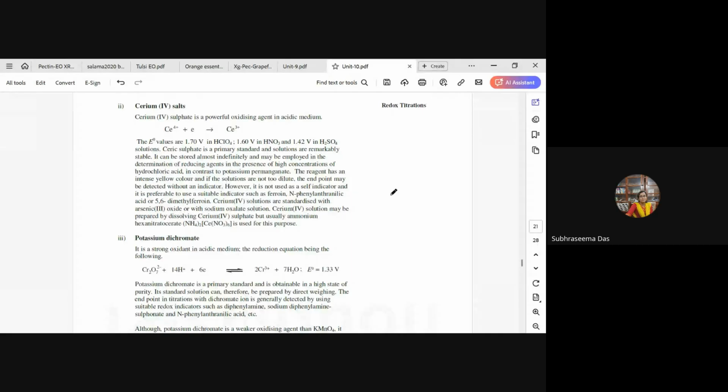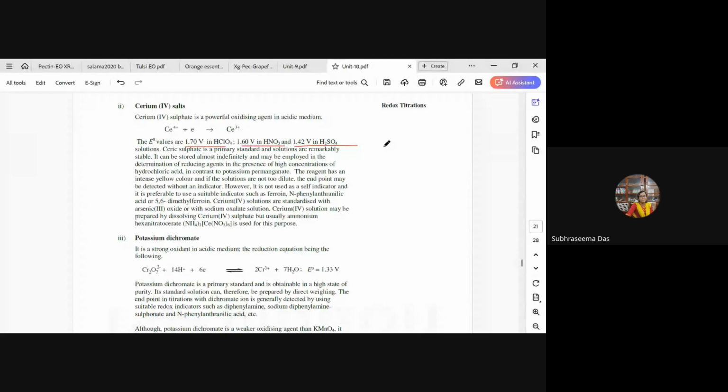Cerium 4 is a strong oxidizing agent in acidic medium. Here, the E0 values are 1.7 volt in HClO4, 1.6 in HNO3, and 1.4 in H2SO4. It can be stored almost indefinitely and may be employed in the determination of reducing agents.